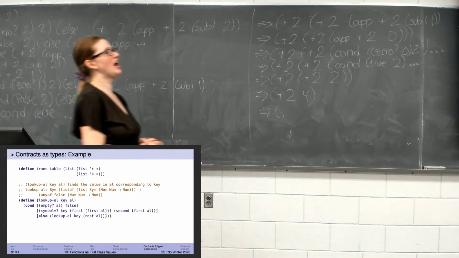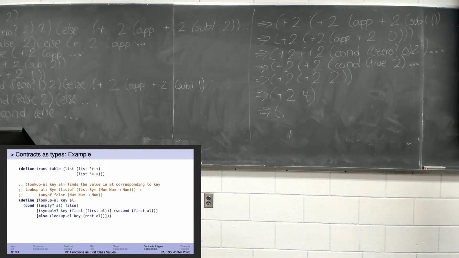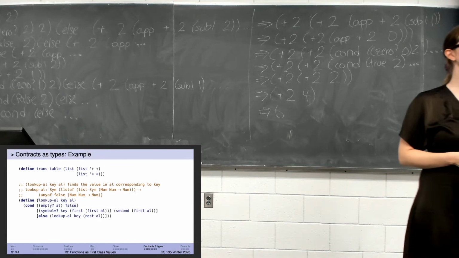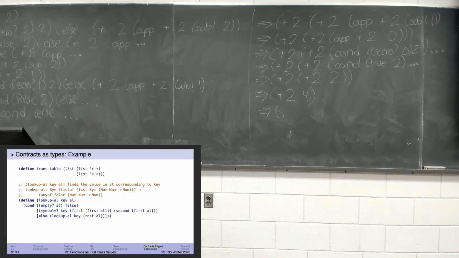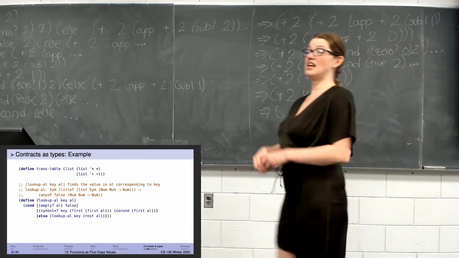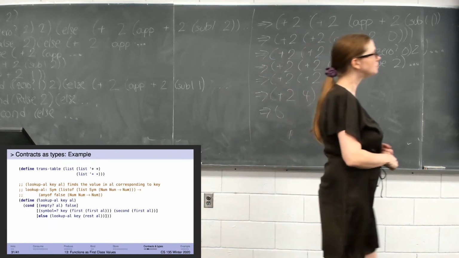So if we look at our association list for the translation table of symbols, our elements of the association list are two-element lists. The first element is a symbol, so we say list sym, and the value is actually a function. And these are arithmetic functions. They are binary expressions, so they consume two numbers and they produce a number. So I'm saying that the elements of my association list are list sym, num produces num. And then, since the association list can have multiple key value pairs, we have a list of those.